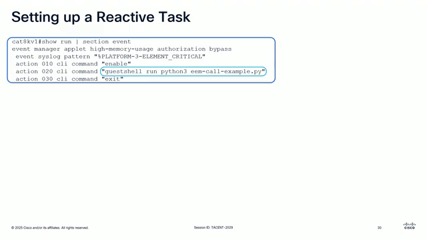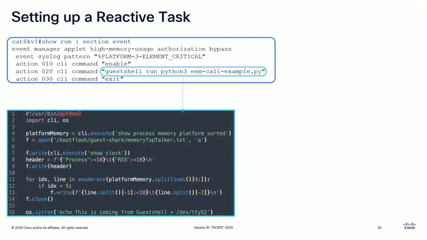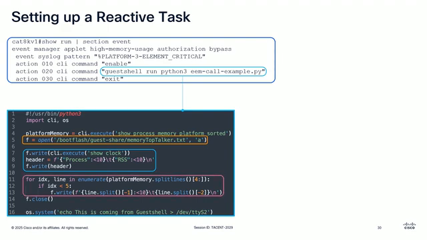And as a part of this EEM script, we have an action to use the guest shell run command to run our Python script. In the Python script, we're going to run the CLI execute command to get the show process memory platform sorted and store that into a variable. Next, we're going to open a file in that shared bootflash guest share directory, and we're going to append to it. Next, we're going to take the show clock output and append that to the file so we have a nice timestamp for when this occurs. And then we're going to go into a for loop.